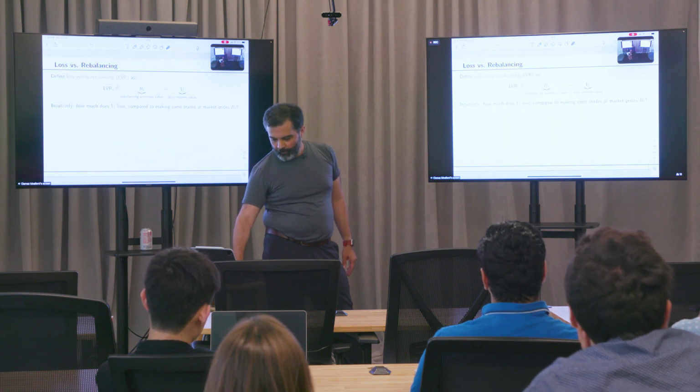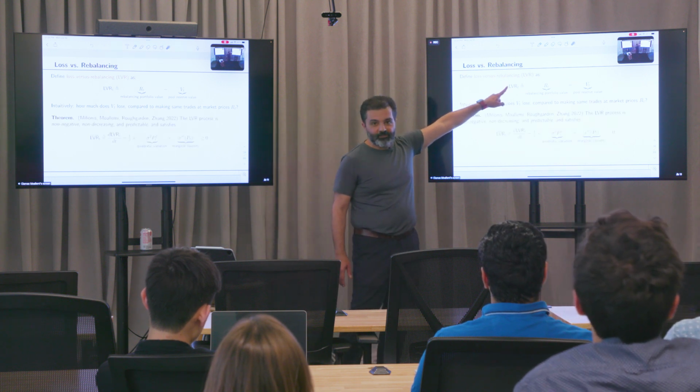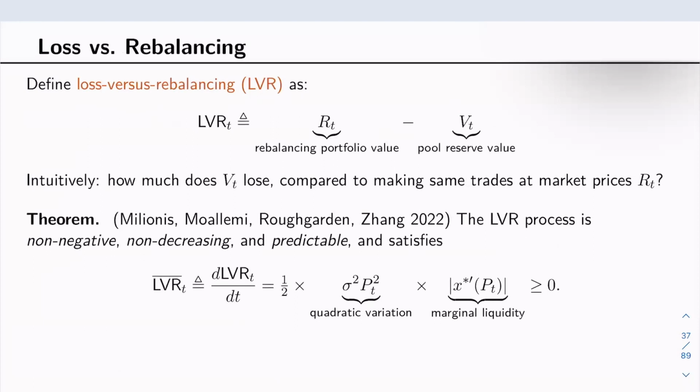Yeah. And so this is the main result. The main result is that, first of all, this thing is always positive. It's positive and it's increasing. So you're always losing more and more money to these arbitrageurs. And moreover, we have a closed form expression for it. So if I look at how fast it's increasing, the derivative of this process, it increases as a product of a formula I showed you earlier. One is the quadratic variation or the price variance. This has to do with the asset, the dynamics of the asset. And then the second thing has to do only with the pool, and that is the marginal liquidity at the price.